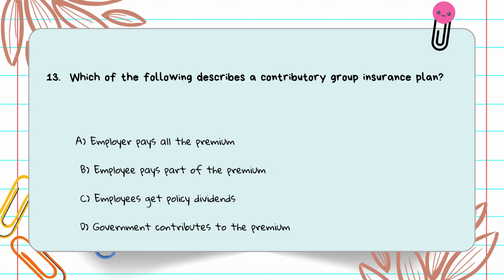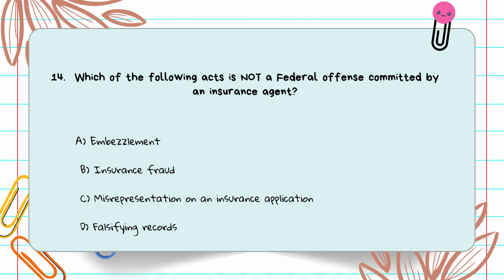Question number 13. Which of the following describes a contributory group insurance plan? A, employer pays all the premium. B, employee pays part of the premium. C, employees get policy dividends. D, government contributes to the premium. Contributory means the employee contributes to the cost, so part of the premium is paid by the employee. The answer is B, part of the premium is paid by the employee.